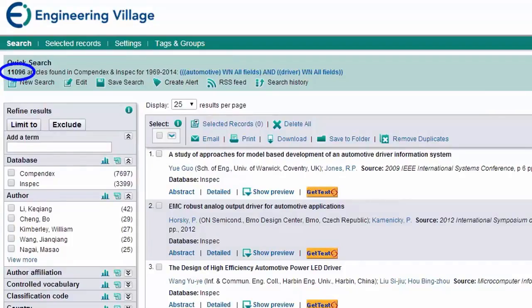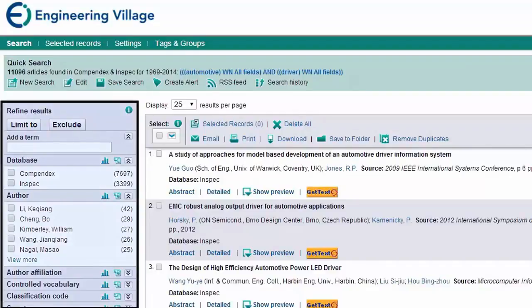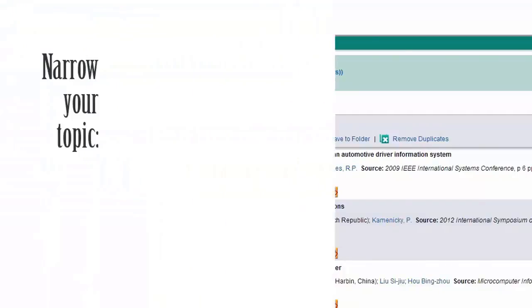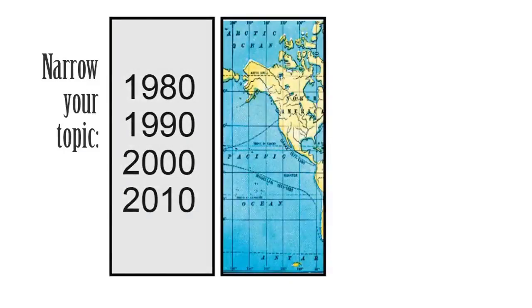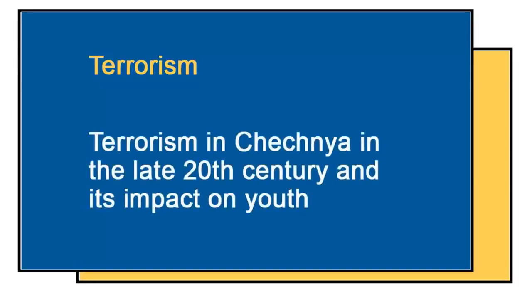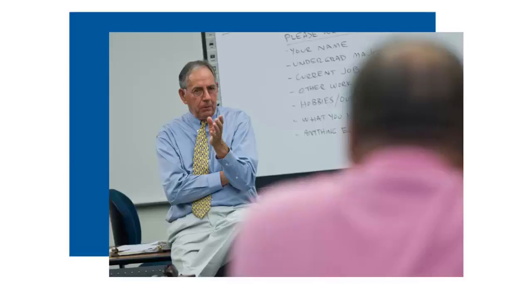If your search pulls up thousands of results, this means you need to narrow your topic some more. Often, databases will suggest ways to focus your topic by providing lists of subtopics. Each click on these will narrow your results further. You can also narrow your topic by limiting your subject to a particular time period, geographic area, population, or person. For example, rather than researching terrorism, instead focus on terrorism in Chechnya in the late 20th century and its impact on youth. If you've tried all these techniques and still don't have a workable topic, ask your professor for help.